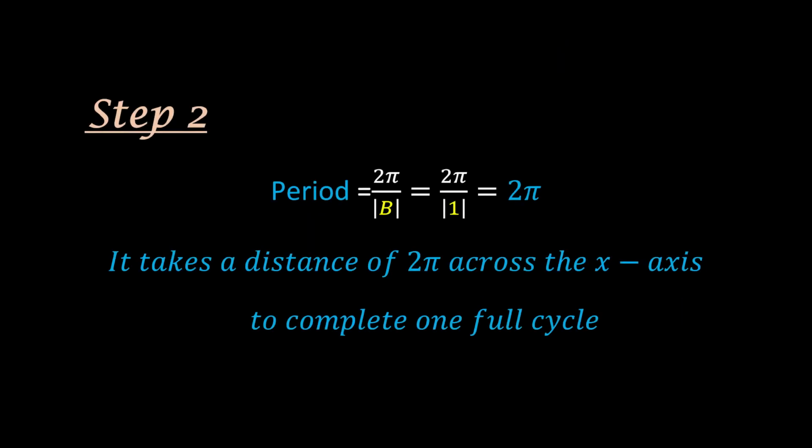Step 2 is to find the period. Remember, we can find the period by taking 2 pi and dividing it by the absolute value of b. In the previous step, we found that b was equal to 1. So to find the period, we take 2 pi and divide it by the absolute value of 1, which is just 2 pi. So what does this mean? This means it takes a distance of 2 pi units across the x-axis to complete one full cycle of our sine function. Remember what one full cycle means. It's the unique section of our graph that doesn't repeat itself.